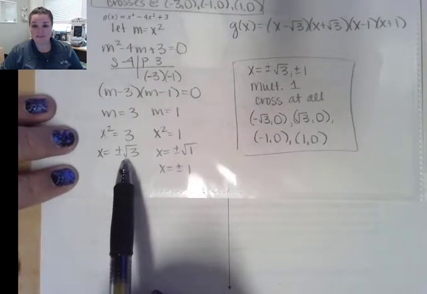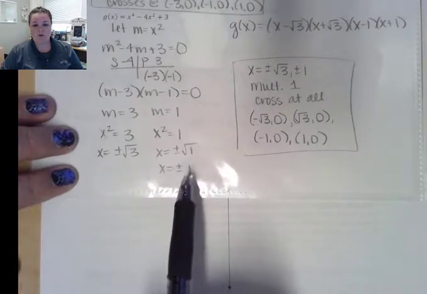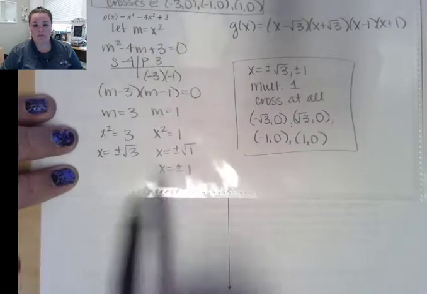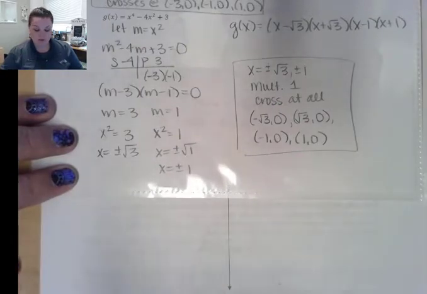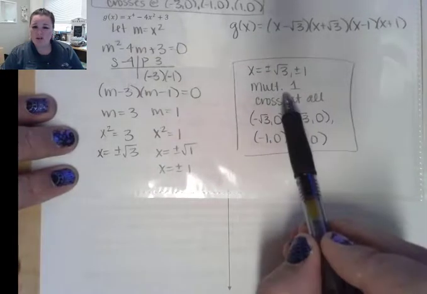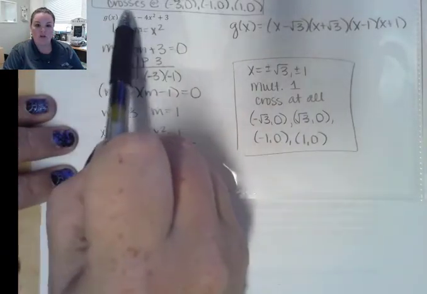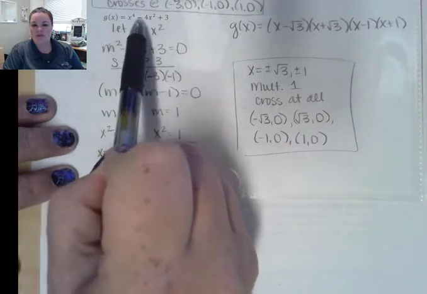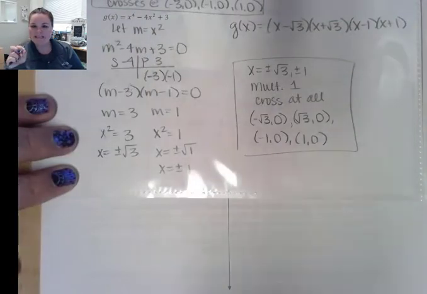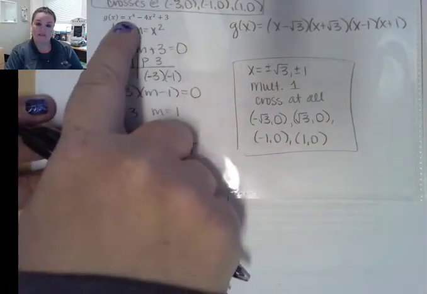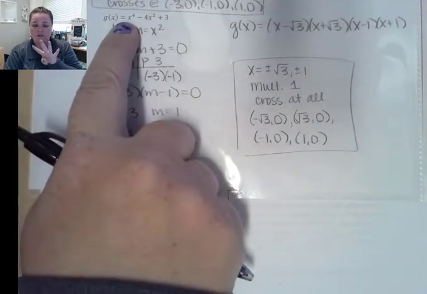Square root of 3 doesn't simplify. Plus or minus the square root of 1 just gives me plus or minus 1. And notice, I know that multiplicity is 1 on all of them, and the reason I know that is because this is a degree 4 polynomial. So when I get this all factored out, the most possible zeros I could have with an x to the 4th is 4 zeros, right?